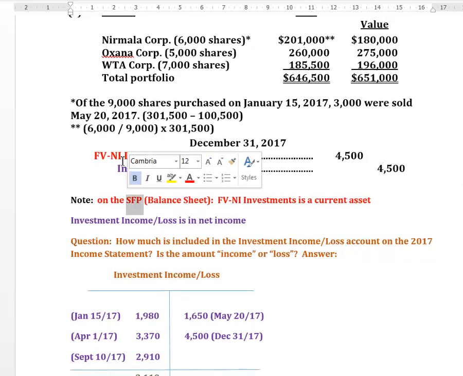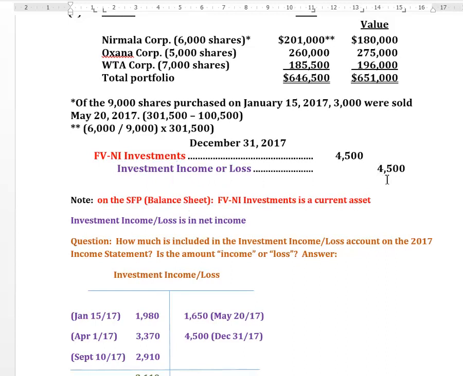On the statement of financial position, the fair value through net income investment would sit at 651,000, right? And the investment income loss is going to be sitting in net income. Now, you know what's on the balance sheet for your investments, but what would the value be of the investment income loss account in net income? Would it be a net investment income or loss, debit or credit? If it's a debit, it's a loss. If it's a credit, it's income, right?